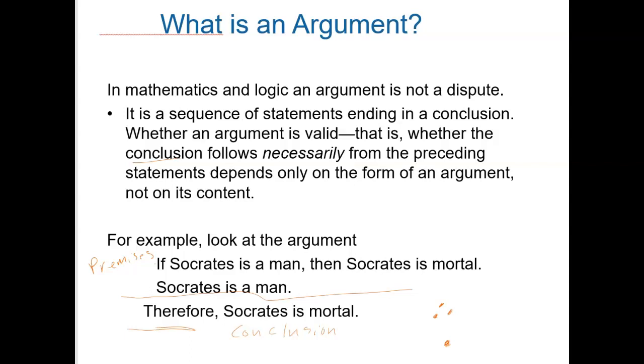So whether this is valid or not isn't about Socrates. I could say, if Rocky the Flying Squirrel is a man, then Rocky the Flying Squirrel is mortal. Rocky the Flying Squirrel is a man. Well, he's not, but it wouldn't matter. The form would still be correct. So that's the thing that gets students confused.